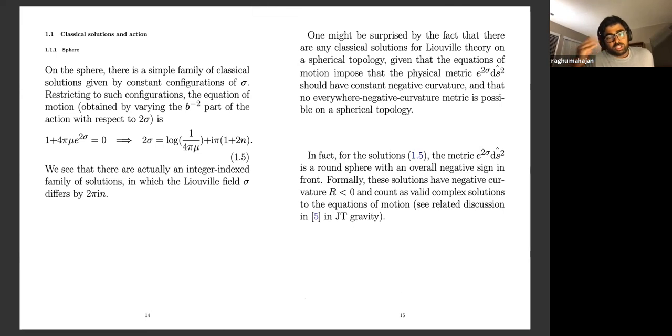So just to emphasize this point one more time, classical Liouville theory is a theory of constant negative curvature metrics. And here, the sphere metric with signature minus has Ricci scalar -2. So we see that there is this infinite family of saddle points, which are just constants, but differ by their imaginary parts. And there was a related discussion of this in a paper by Maldacena, Turiaci, and Yang on de Sitter JT gravity.